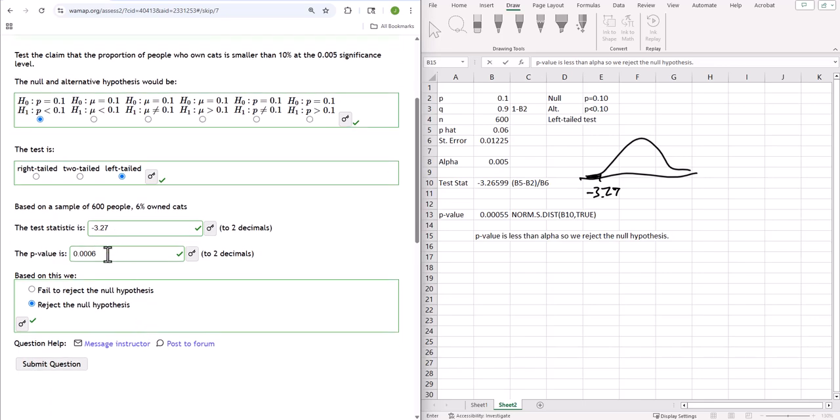Oh, it accepted my 4 decimal places here. Again, kind of working on the uniformity. I'd like all p-values to be to 4 decimal places, but if it says round to 2, it should work. This essentially is 0 anyway.